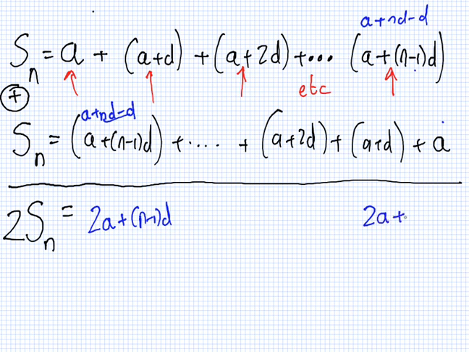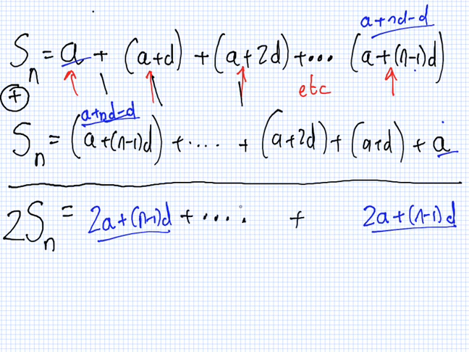2a plus n minus 1d. If I add this with this one, I get this. Likewise, if I add this one with this one, I also get this. Now, I hope you've noticed that they're the same. And that's very, very important. It actually turns out, every time I add them together, I'll get the same number. So all of these pieces, they're all the same.